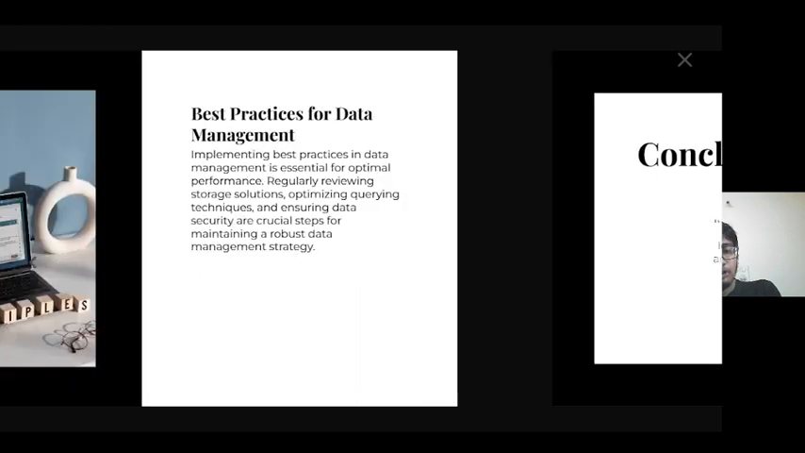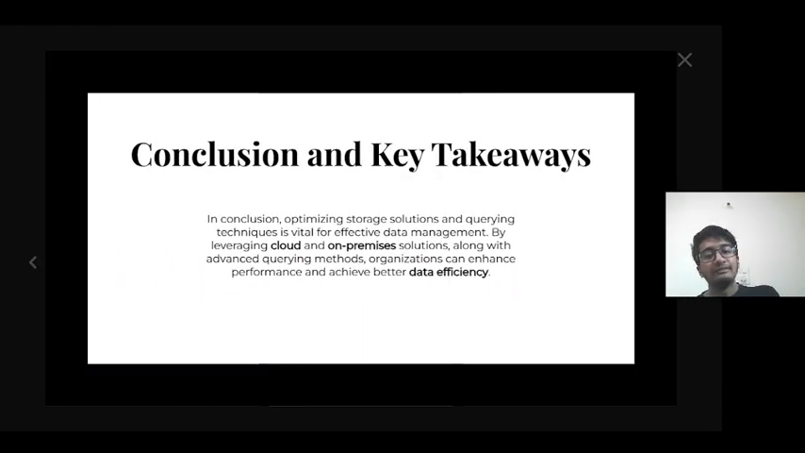So now moving on to conclusion and key takeaways. In conclusion, efficient storage, indexing, and query optimization are critical components of modern database systems. By organizing data in structured file formats, using indexes for faster lookups, and optimizing queries for resource efficiency, databases can handle large volumes of data while maintaining quick response times.